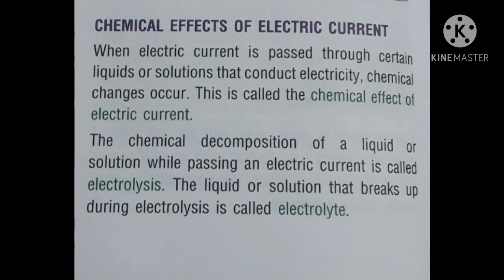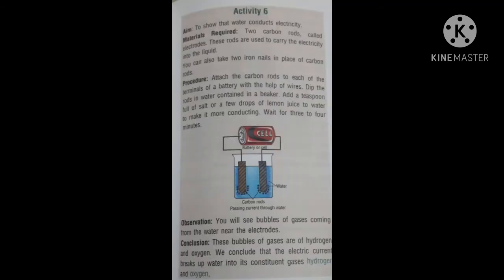Now children, chemical effect of electricity means when electric current is passed through certain liquids or solutions that are conductors of electricity, then chemical changes occur in that liquid. So this is called chemical effect of electric current. And this process of chemical decomposition of the liquid or solution when electric current is passing through it is called electrolysis. And the liquid or solution that is breaking up during electrolysis is called electrolyte.